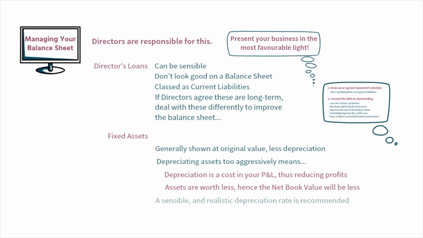Ultimately, a sensible and realistic depreciation rate is recommended, which reduces the value of the asset in line with real values. In the food and drink industry, we see many businesses who have depreciated valuable kit over, say, 5 years, yet the asset is still working hard 15 or 20 years later. But the balance sheet understates the value of the asset to the business.